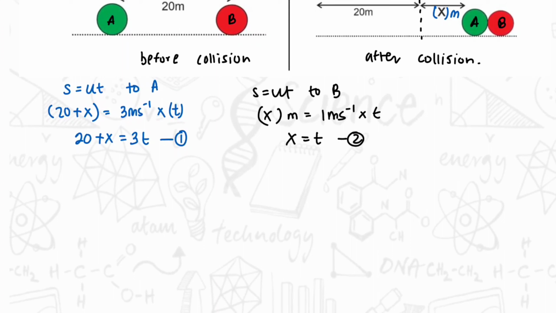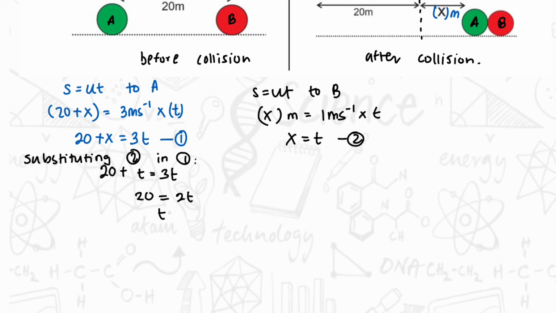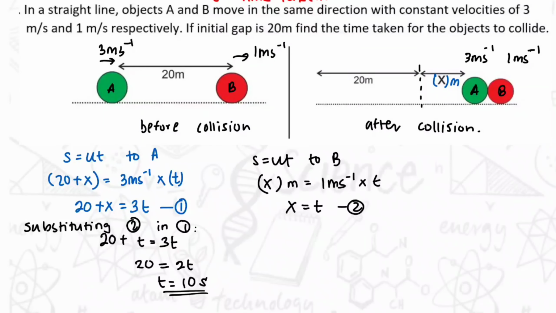Then after solving these two, let's substitute the value. Substituting 2 in 1: 20 plus t is equal to 3t. Then we have 20 equals 2t. Then t is equal to 10 seconds. Therefore the time taken for the objects to collide is 10 seconds.